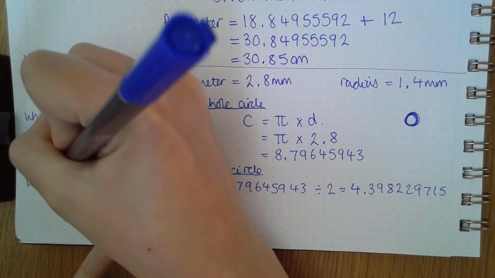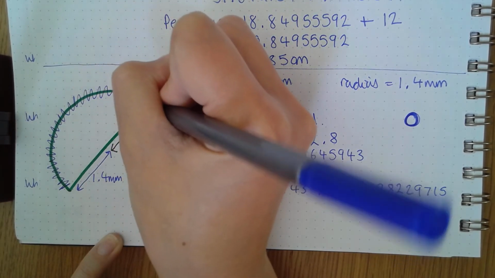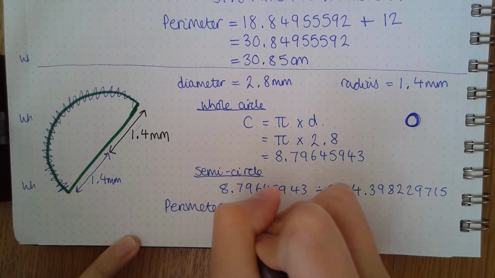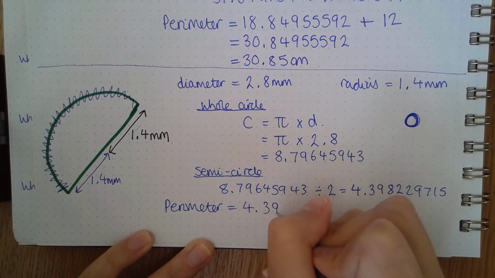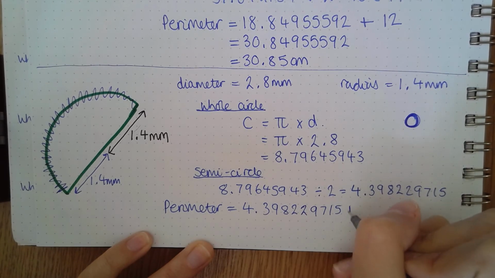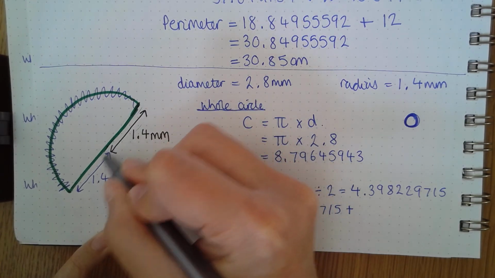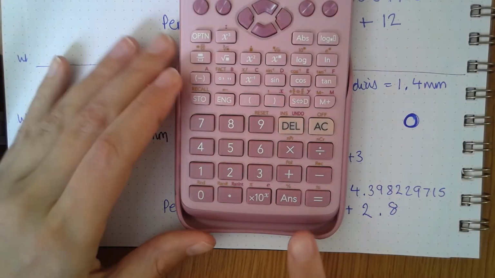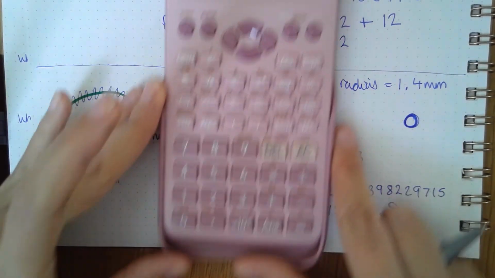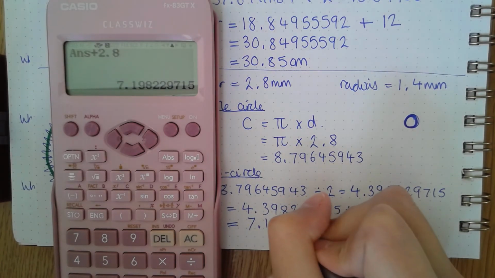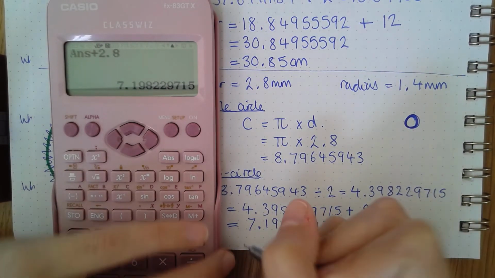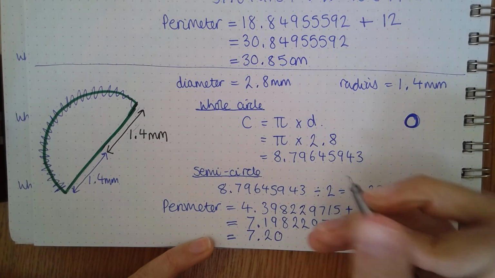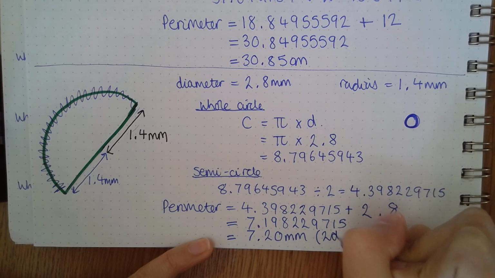But that's only the curved edge, and we want the whole perimeter. So we need to add on our diameter. So perimeter is the curved edge, which is 4.398229715. Add this whole length here, so you could add 1.4, add 1.4, I'm just going to add 2.8. You can just type answer add 2.8 equals, 7.198229715. We need some units and we need to round. So the 8 makes the 9 round up, so we get 7.20 millimeters to 2 decimal places.